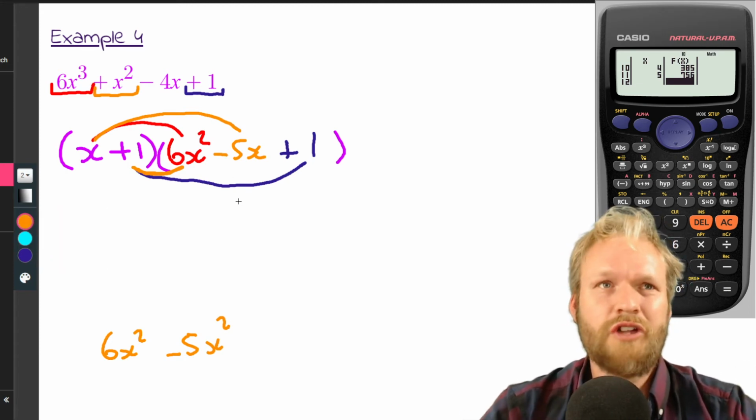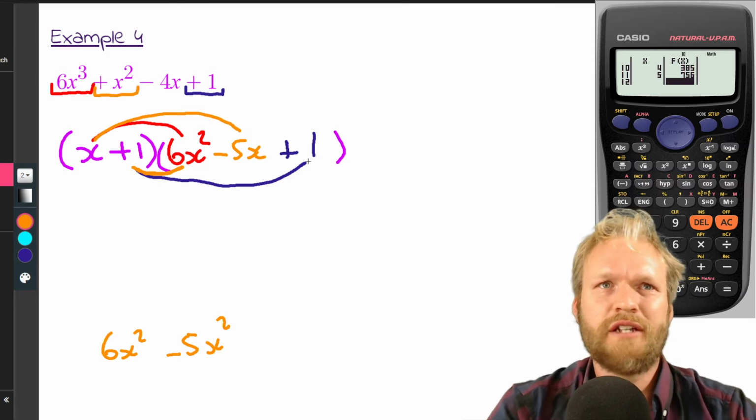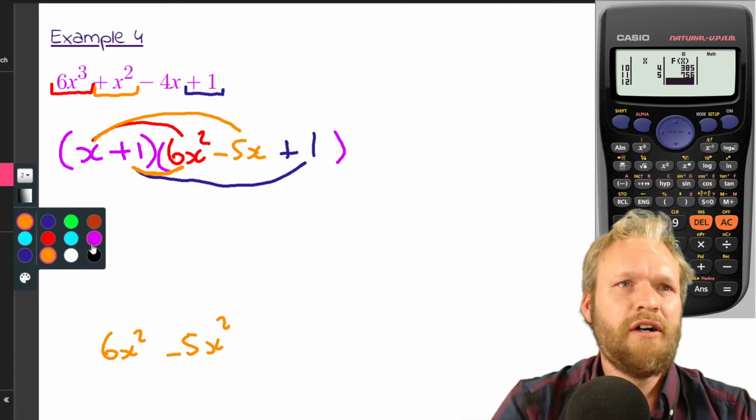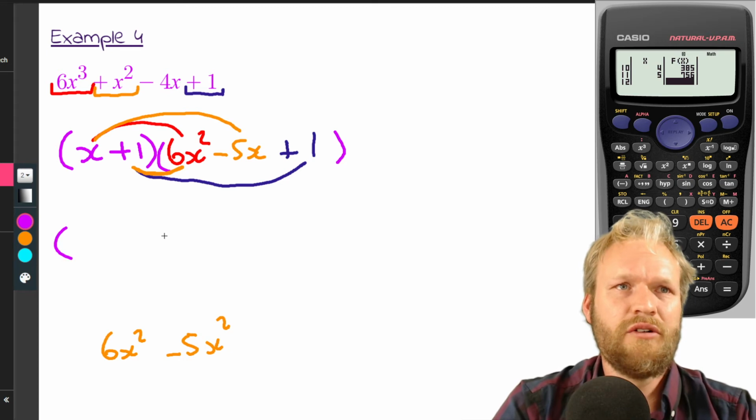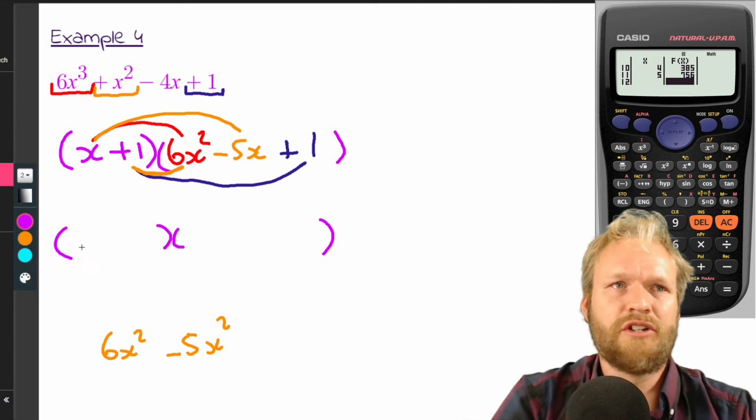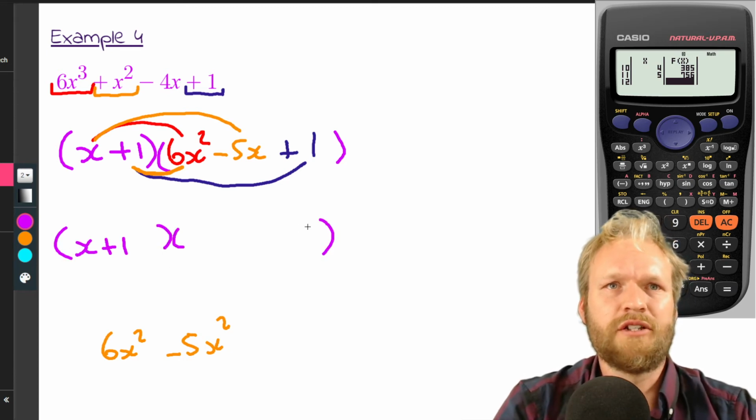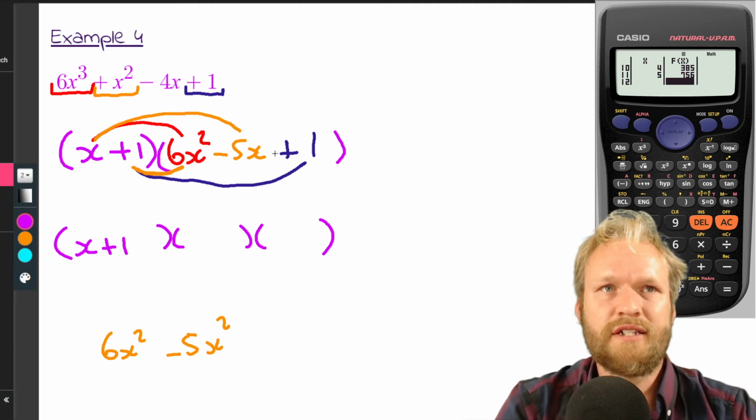So slowly but surely we just catch our mistakes and go, okay, cool. So I reckon the second bracket is going to factorize into x plus 1. So we can factorize it and go, that's going to factorize into 2 brackets, 6x squared minus 5x plus 1.